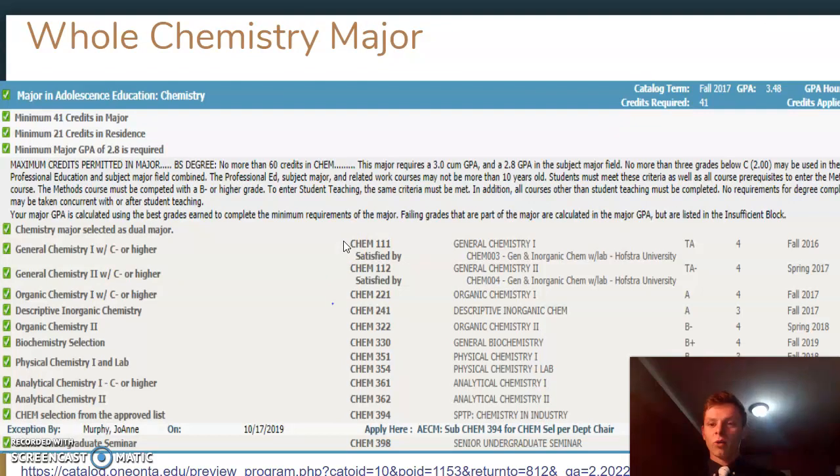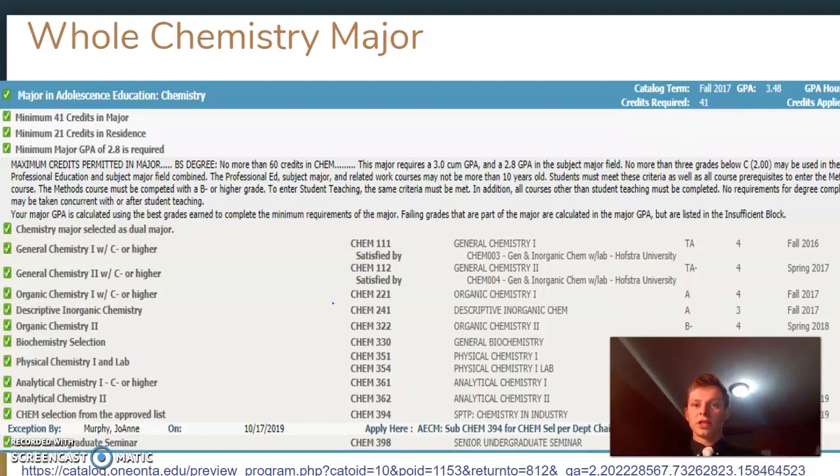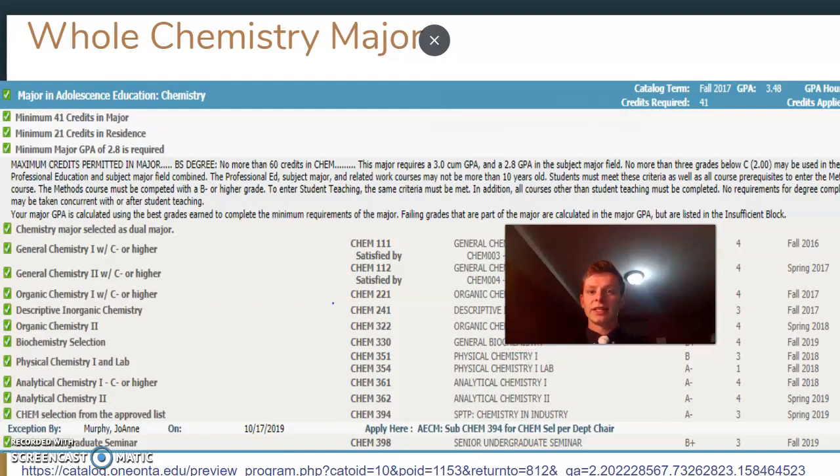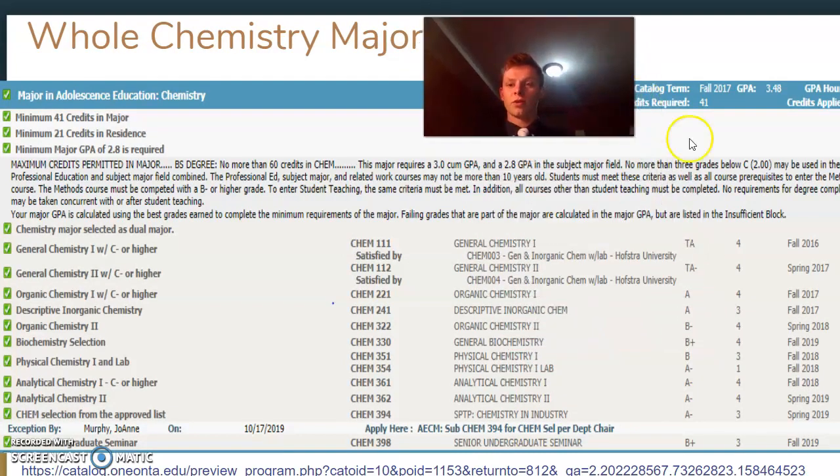So here's my whole chemistry major. Let me get the picture out of the way. This is everything that I did. What I'm covering up says credits required, which is 41. So 41 credits are what's required out of my specific chemistry major. My major is kind of unique, though, because technically I'm a double major. So not only am I a chemistry major, but I'm also an education major. So they shortened some of what I had to take.